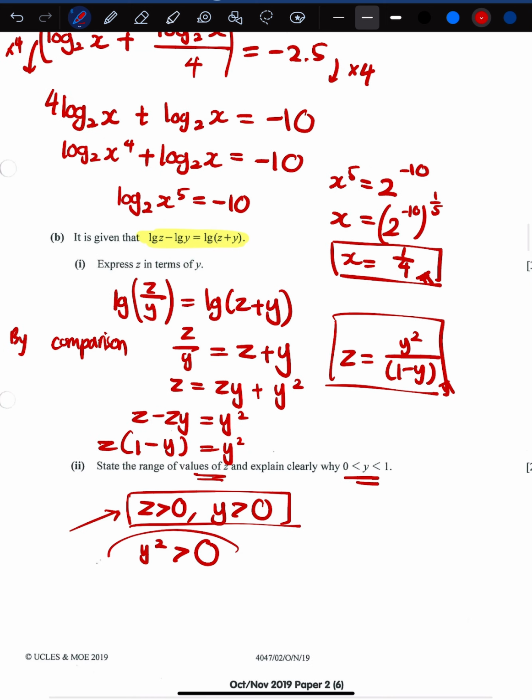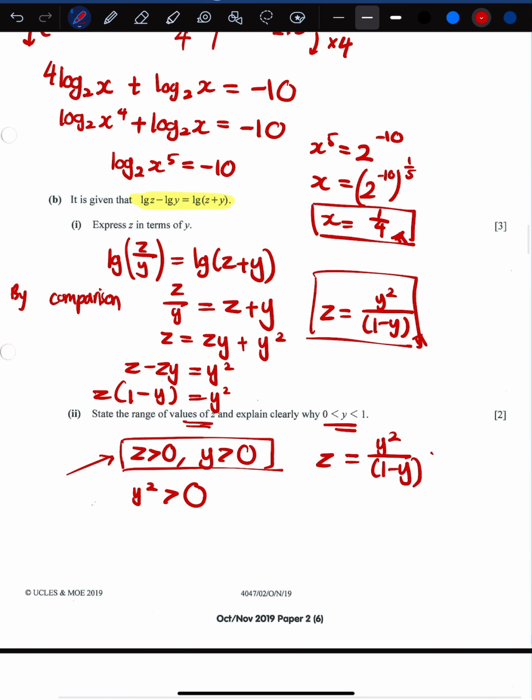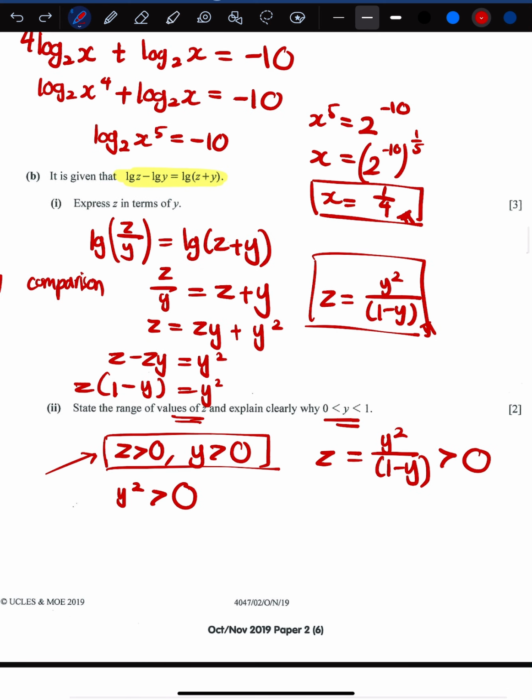Why am I looking at y square? Because we actually just made z the subject, and if we take note, z is equals to y square over 1 minus y, right? We need to be ensuring that my z value at the end of the day is going to be greater than 0, right? Because of the restrictions of my logarithm functions up here, right? So I need to make sure that z is more than 0, so I need to make sure that from here I can also tell them that y square is also more than 0, because y is already more than 0, right? So you square any number, it is also going to be more than 0.